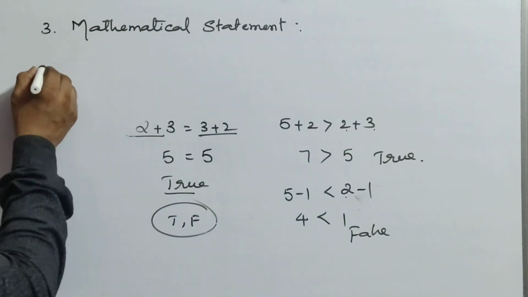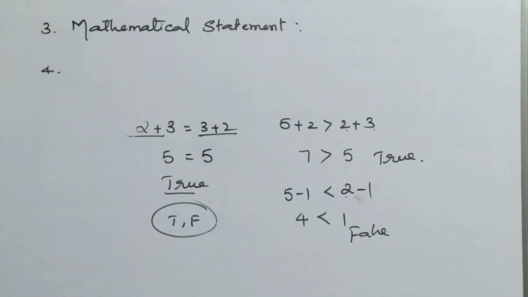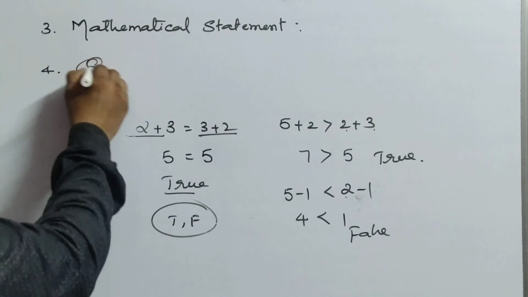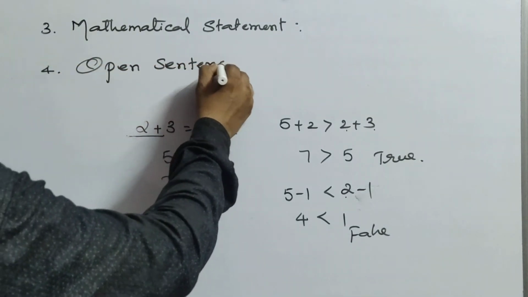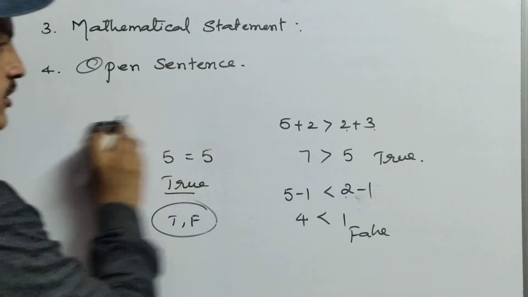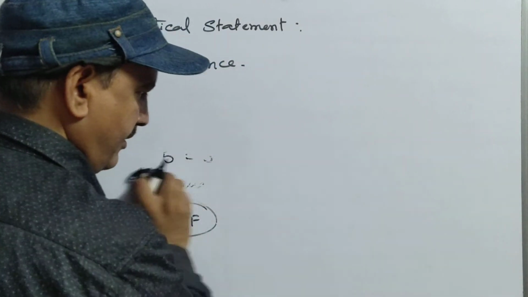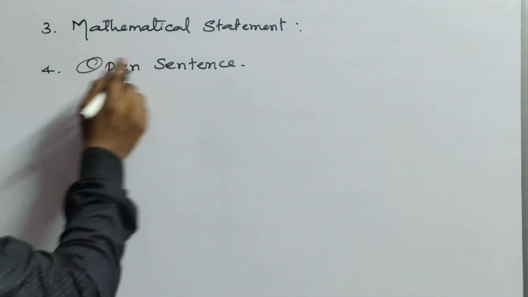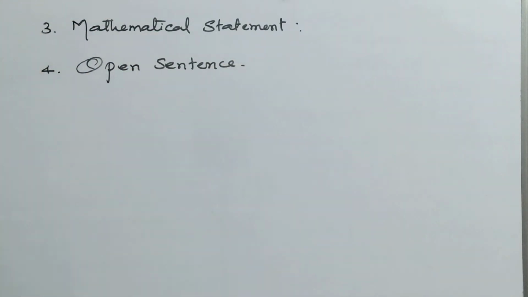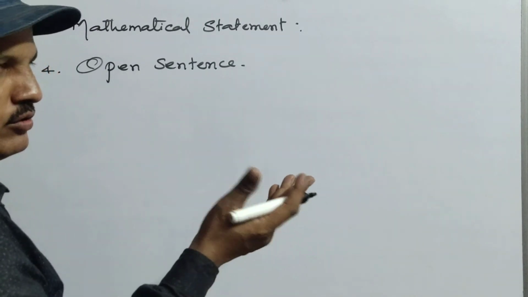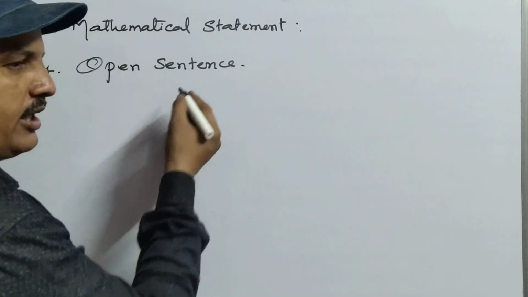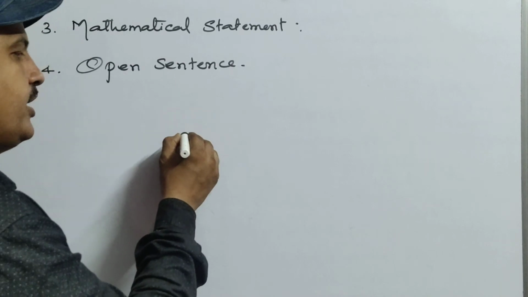Next, the fourth one is nothing but an open sentence. Open sentence. What is an open sentence? An open sentence means it cannot be verified as either true or false. It cannot be verified. I will give you some examples, then you will understand very clearly.